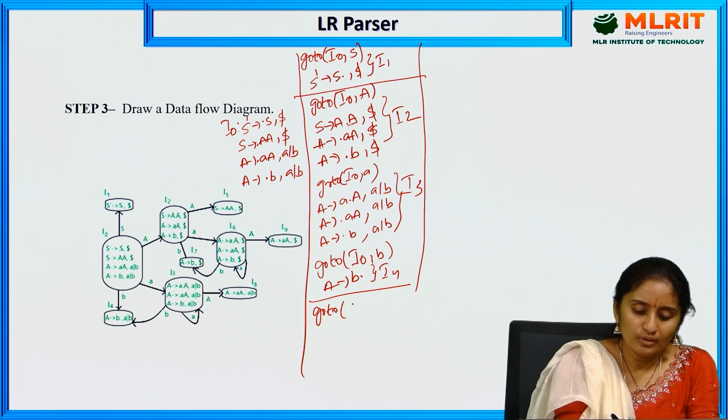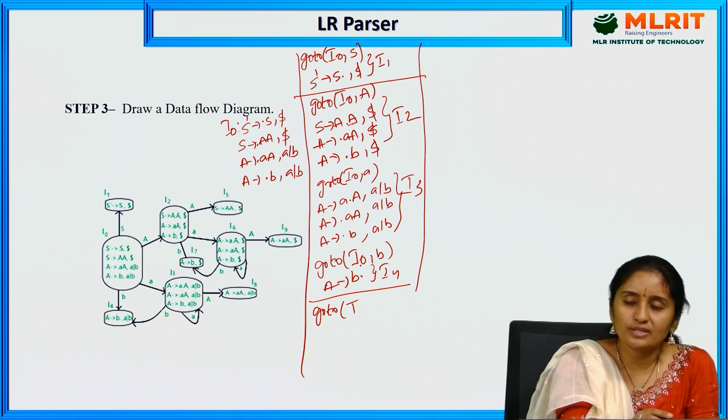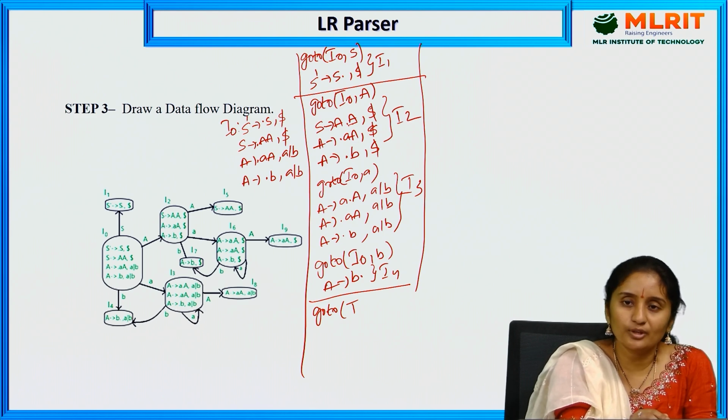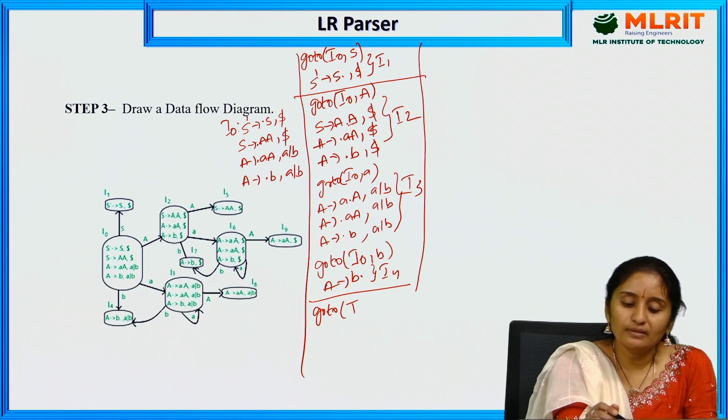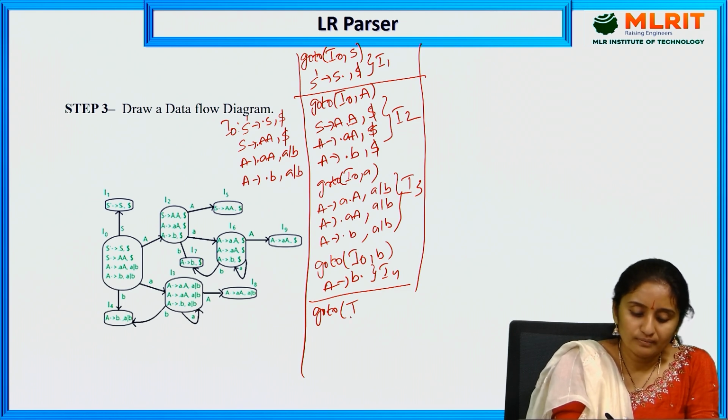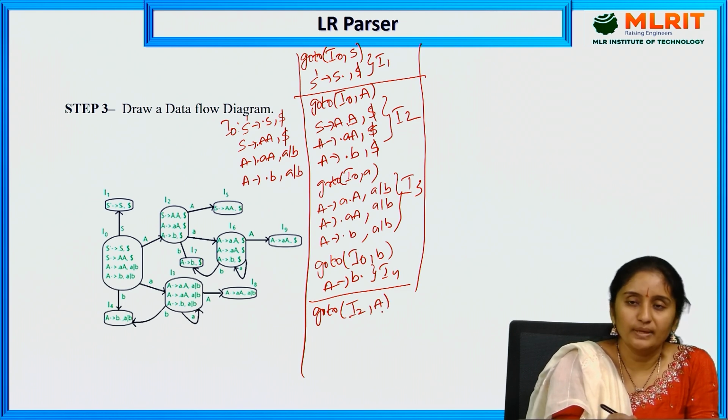Go to I4. The I0 state is completed. Now reading all the predictions. Now go for the I1 state. I1 is already completed. Then move to the I2 state. I2 comma capital A.